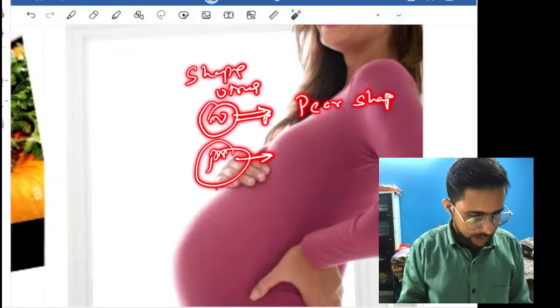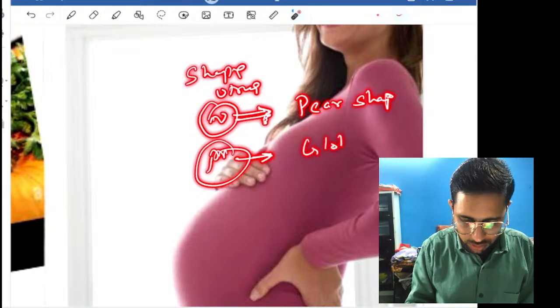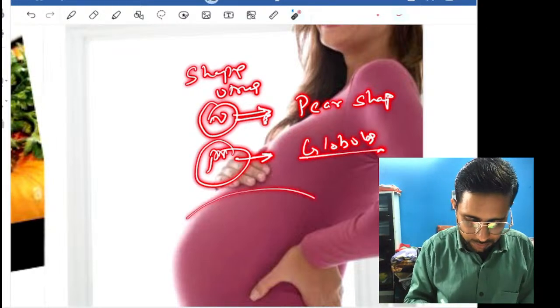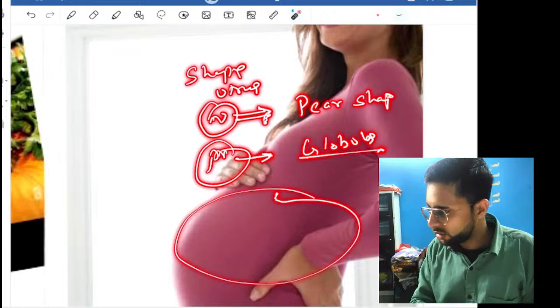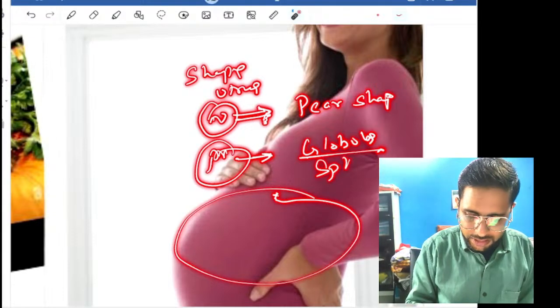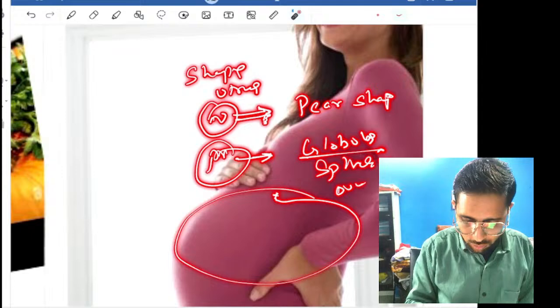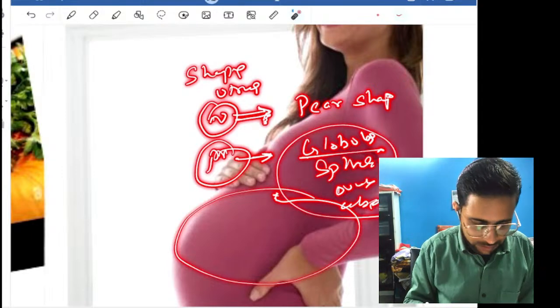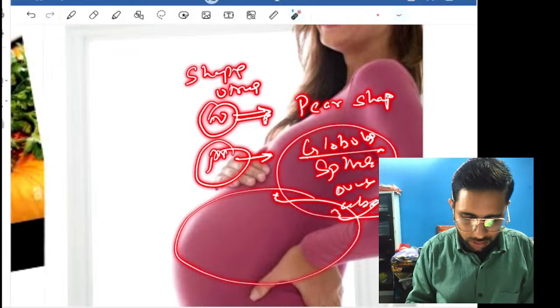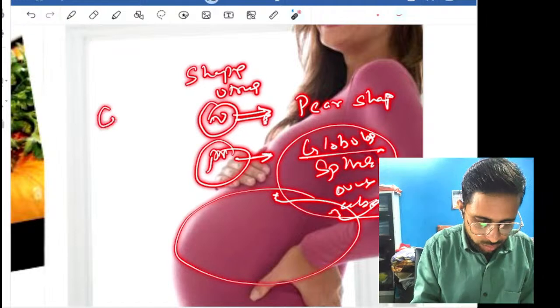In pregnancy the shape of the uterus is globular. As you know, pregnant women become gravid, so you can say globular, you can say spherical, you can say ovoid, you can say abdominal. So all these types of shapes, you remember by this globular shape.